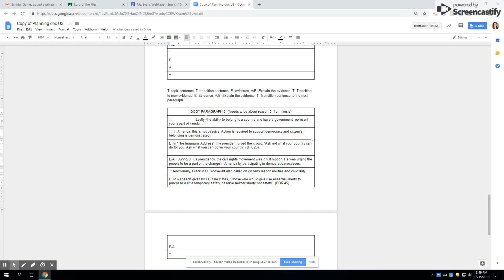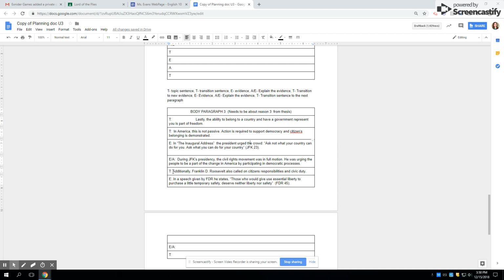Here we see we have our topic sentence that came from our thesis. Then we have a transition, something that leads us from the topic sentence and into our evidence. It eases the reader into the evidence by introducing the concepts a little bit beforehand. Next, we need to elaborate. We need to explain why this evidence is informing our reader about our topic sentence. During JFK's presidency, the civil rights movement was in full motion. He was urging the people to be a part of the change in America by participating in democratic processes. We can see here again that this is elaborating or informing the reader about why this evidence is important.